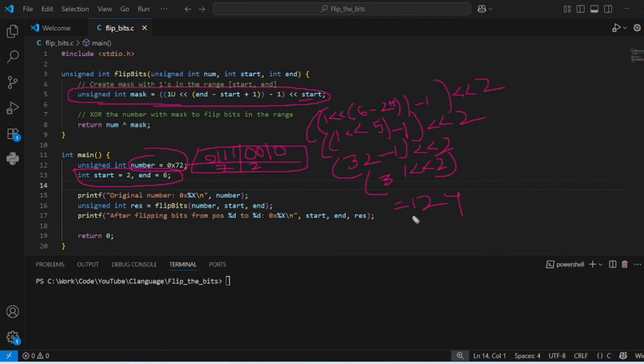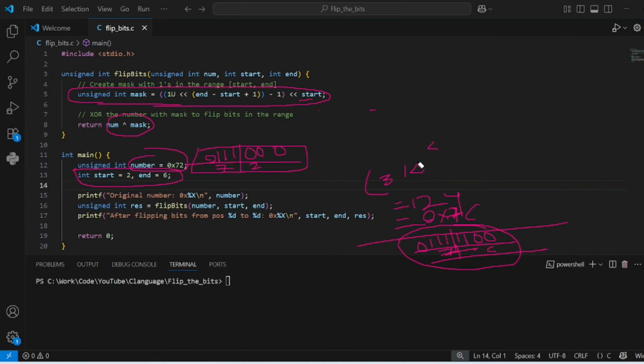How do we represent this in binary format? 124 in hexadecimal is 0x7c. Let's write this in binary: 7 is 0111 and c is 12, so 1100. This is 7 and c. This is the mask we have calculated, and now we have to do the XOR operation of the given input number with this final mask value.